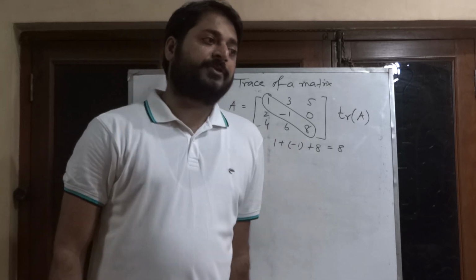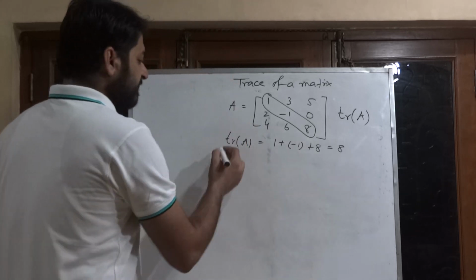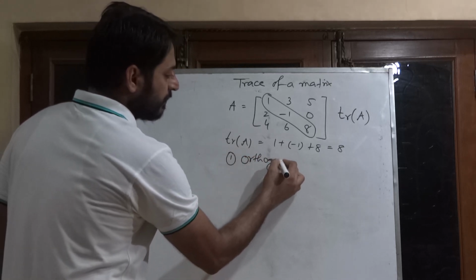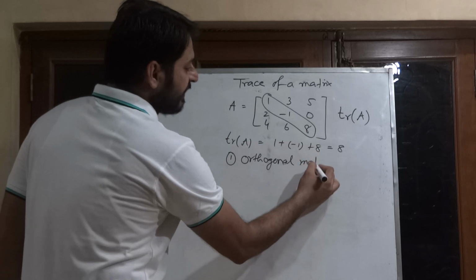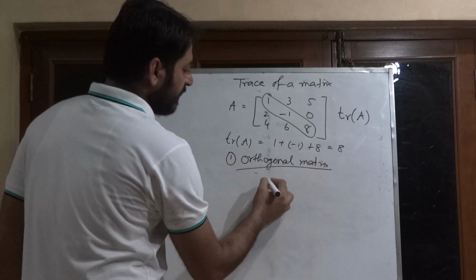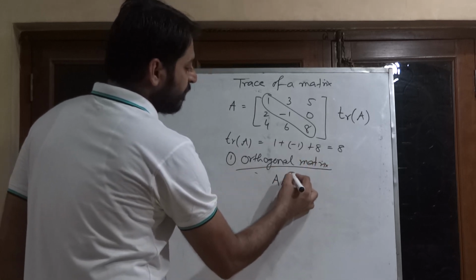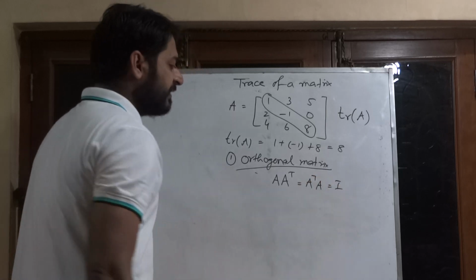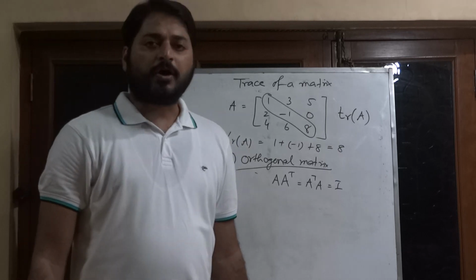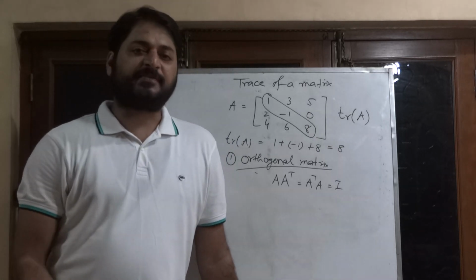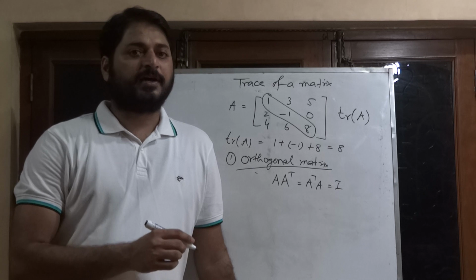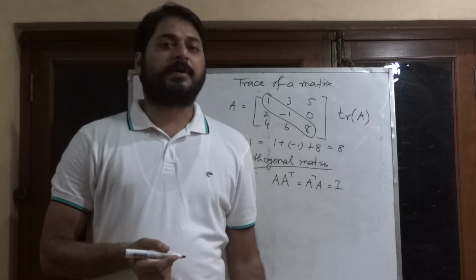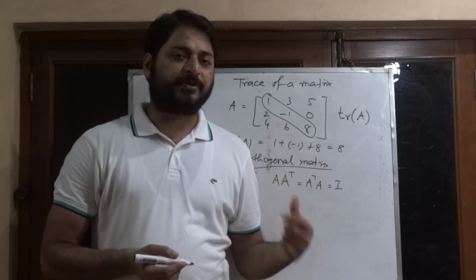I want to make you aware of a few more matrices, like the orthogonal matrix. If A into A transpose is the same as A transpose into A, equal to the identity matrix, the matrix is known as an orthogonal matrix. You may get several sums based on this in your exam, in competitive exams as well. Go and find a few sums based on this topic and start applying your concept.